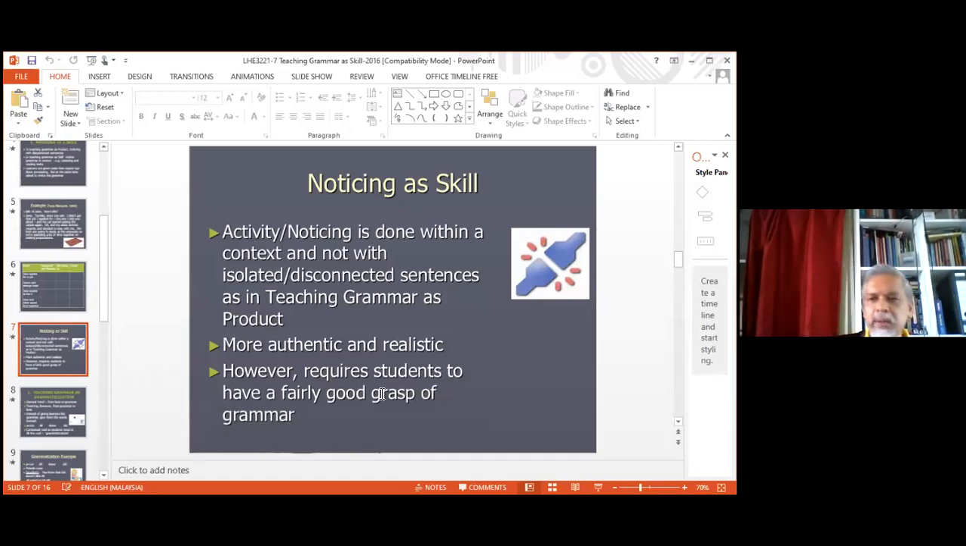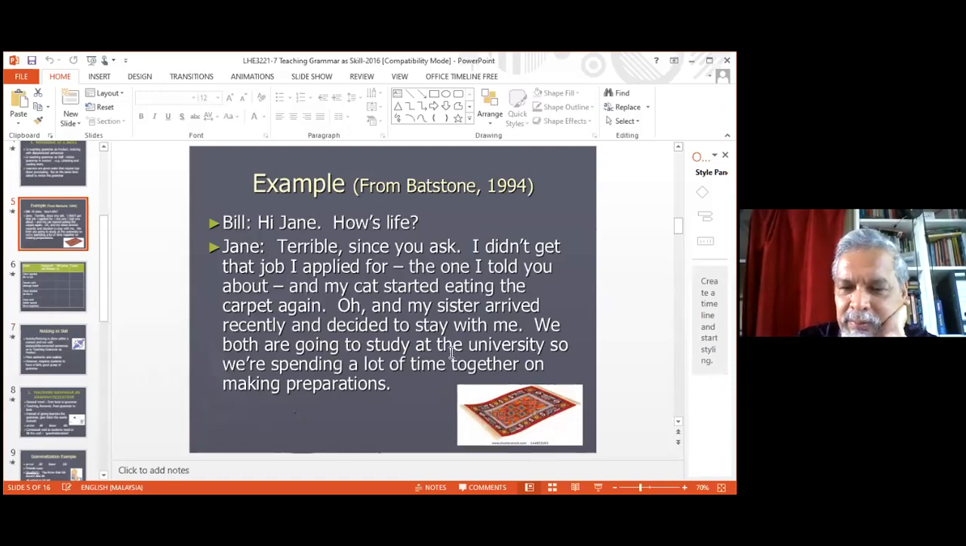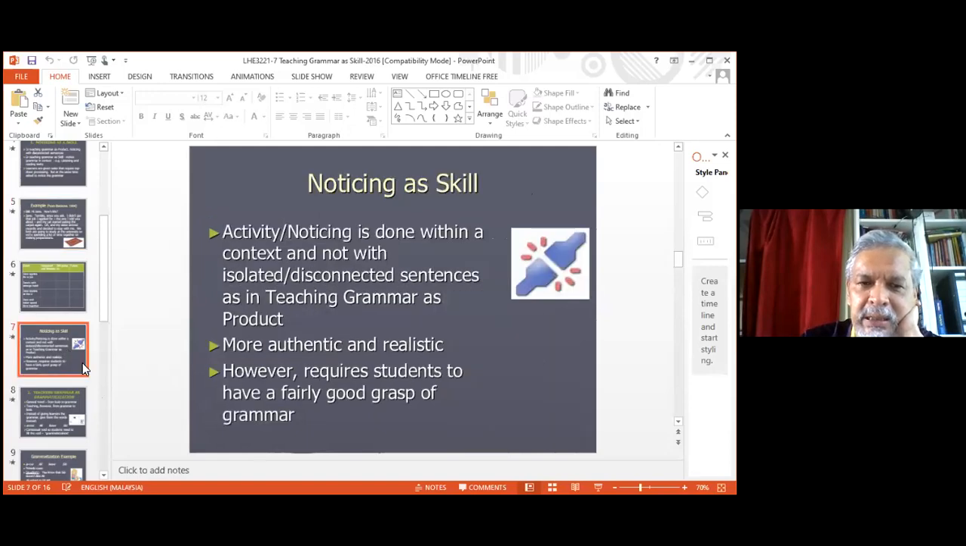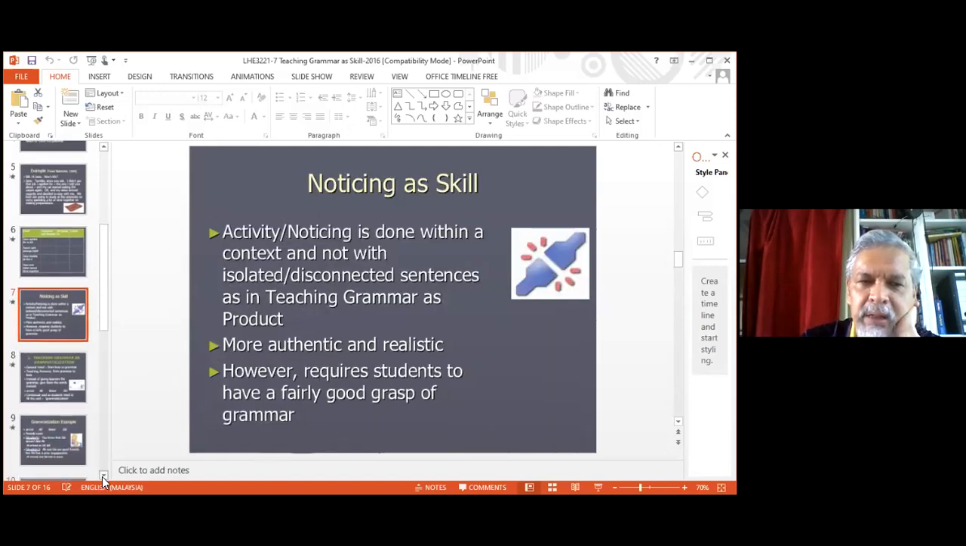Okay, so in other words, they have to have an idea of the grammar in order to make this comprehensible to them. This input has to be comprehensible. They have to know it. If they cannot comprehend this, they can't do anything. They have to be able to make sense of this, and then they can go deeper and look at the individual parts. So that's noticing as a skill, and that's part of teaching grammar as a skill.